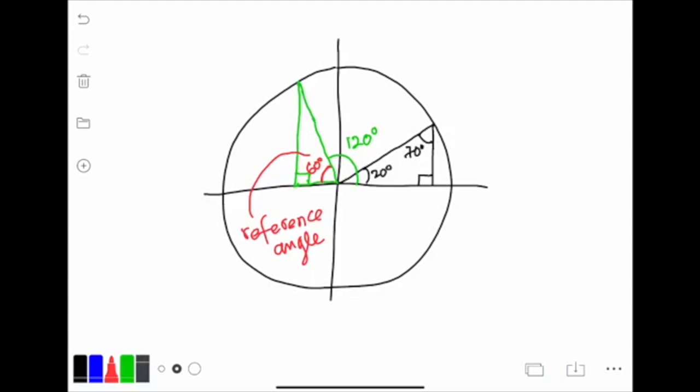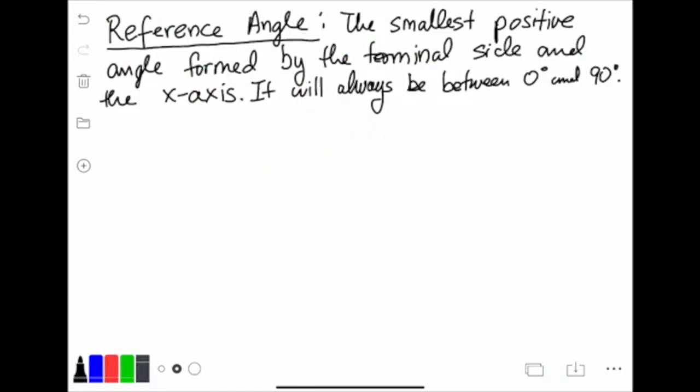So let's take a moment to discuss what a reference angle is. Here is the technical definition of a reference angle. A reference angle is the smallest positive angle formed by the terminal side and the x-axis. It will always be an angle between 0 and 90 degrees, or 0 and pi over 2 radians, depending on which units you're working with.